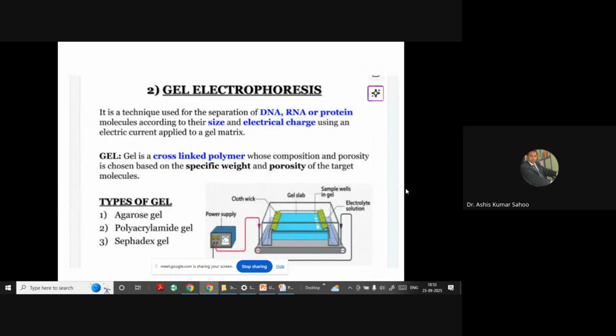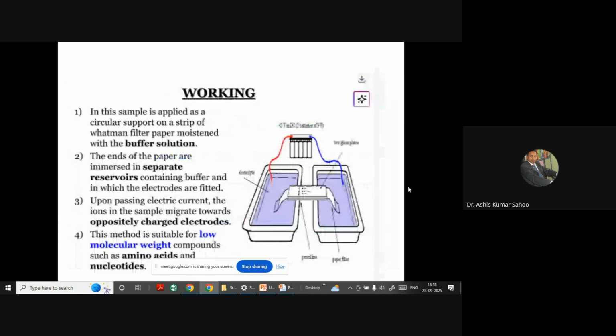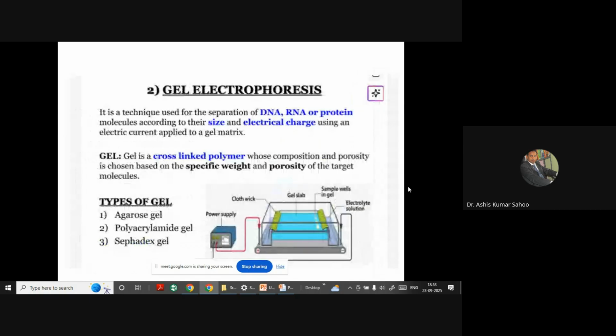So, gel electrophoresis. It is a technique used for separation of DNA, RNA, and protein molecules. So paper electrophoresis is used for amyloidosis and its types. Gel electrophoresis is used for separation of DNA, RNA, and protein molecules according to their size and electric charge. So the gel is a cross-linked polymer whose composition and porosity are chosen based on the specific weight and porosity of the target.